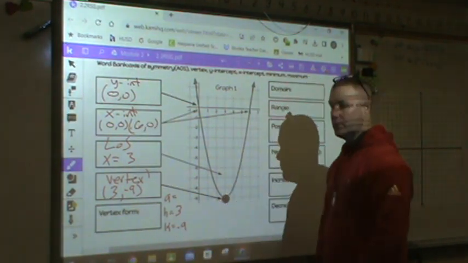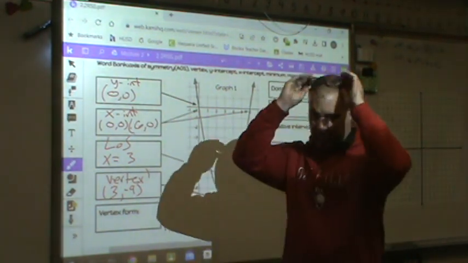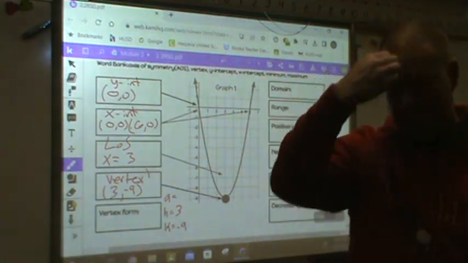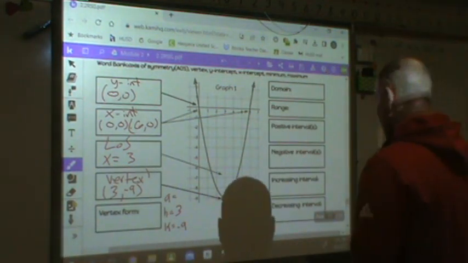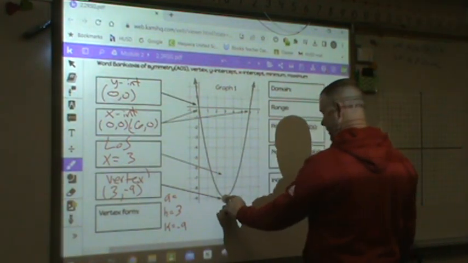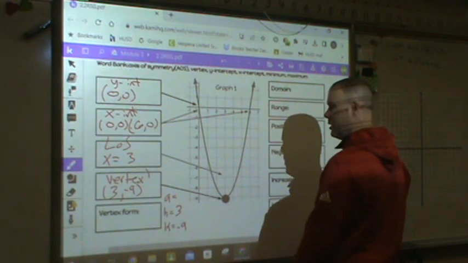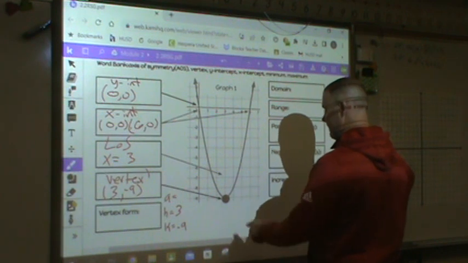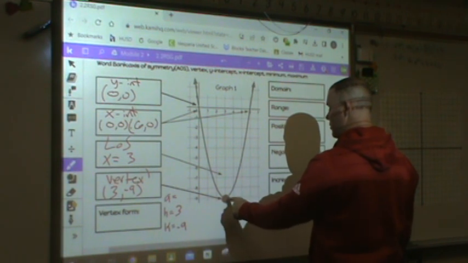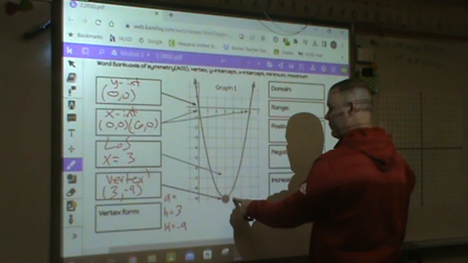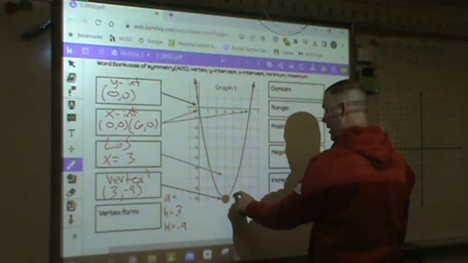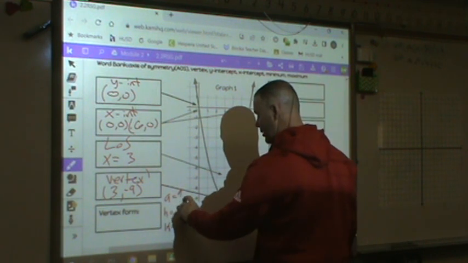What is my A value? The simplest way I can explain to you as to how to do this is to put your pencil on the vertex and move right 1 or left 1. I don't care what you do. Follow this with me. This will make so much sense when you do this. Move right or left 1. Now that you've moved right or left 1, how far up do you have to go to get to your parabola? I have to go up 1. That means my A value is 1.